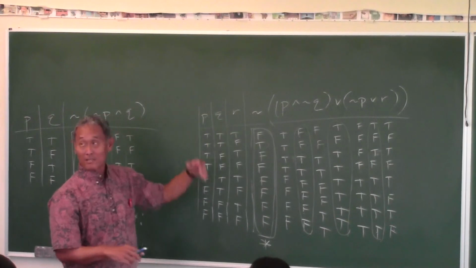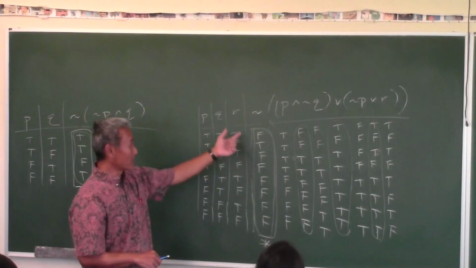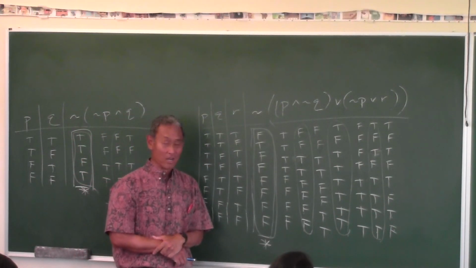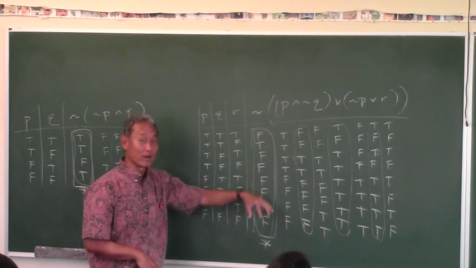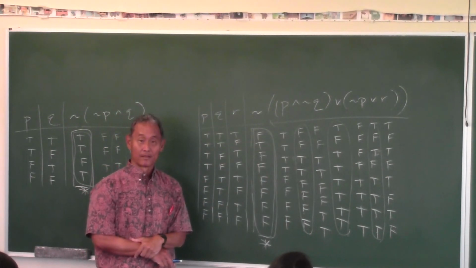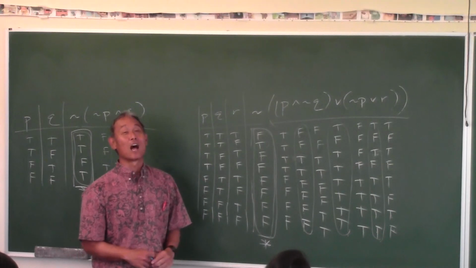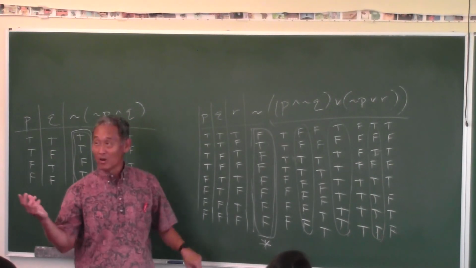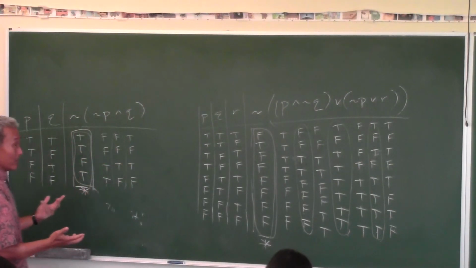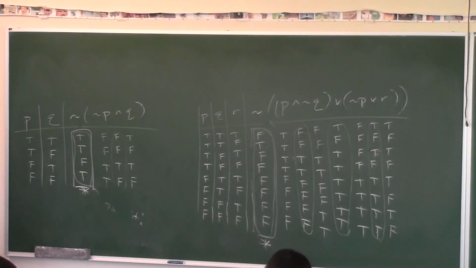So if you come across a statement in tonight's homework that comes out false every time, we call that a contradiction. What do we call a statement that comes out true every single time? It's called a tautology. It's in the notes. Believe me, everything you need to know is in the notes. You just gotta look there.